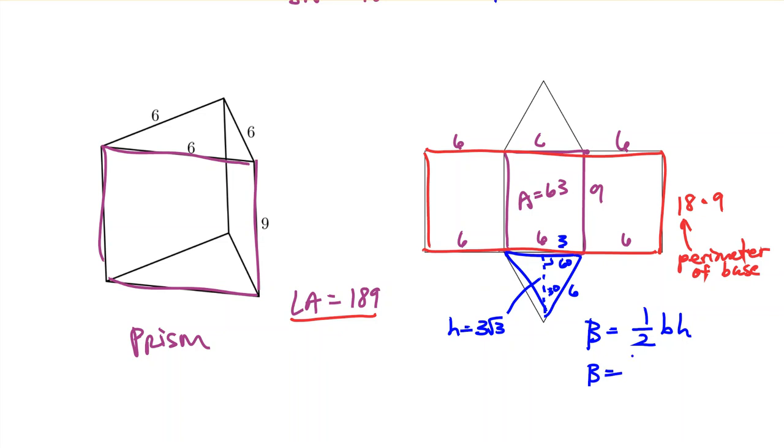So the area of the base is 1/2 times the base of the triangle, which is 6, times the height of the triangle, which is 3√3, giving us 9√3. So our surface area can be calculated as 189 plus 2 bases, since there is one on both top and bottom, 18√3. And we'll just leave it like that in order to have an exact answer rather than rounding using decimals with a calculator.